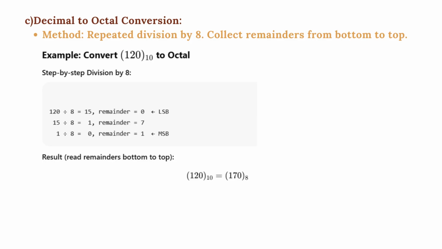120 divided by 8 is 15. Remainder is 0. This is the LSB, which comes in third place. 15 divided by 8 is 1, remainder is 7. This comes in second place. 1 divided by 8 is 0, remainder is 1. So this is the MSB, the first value. Read the remainders from bottom to top. 170 is the octal conversion of decimal 120.